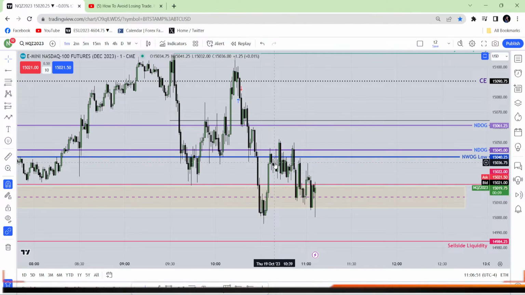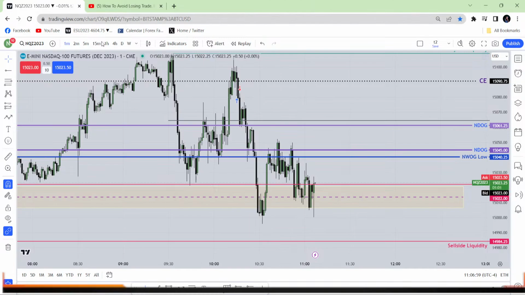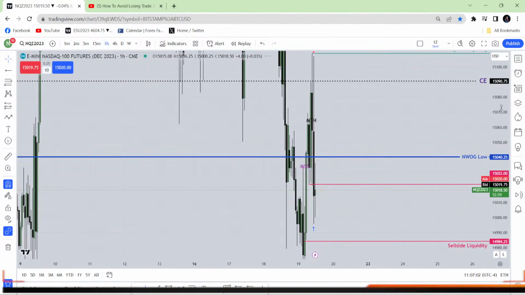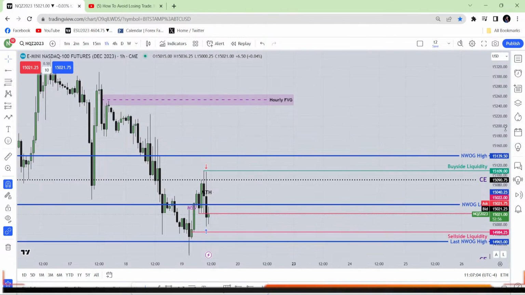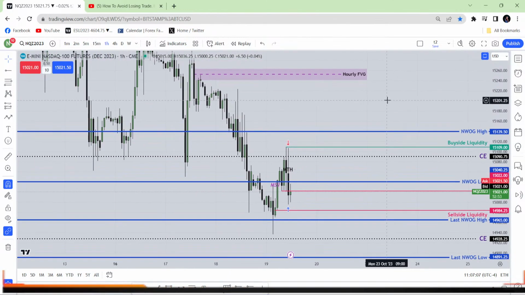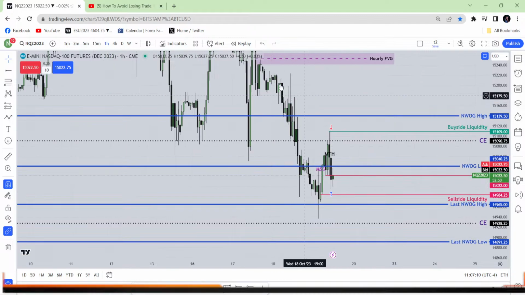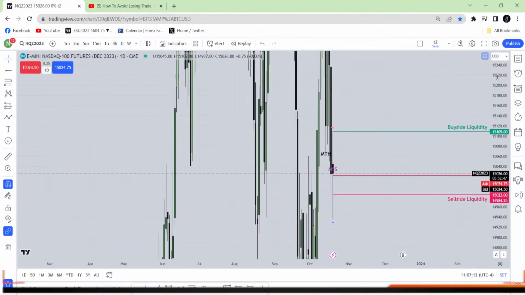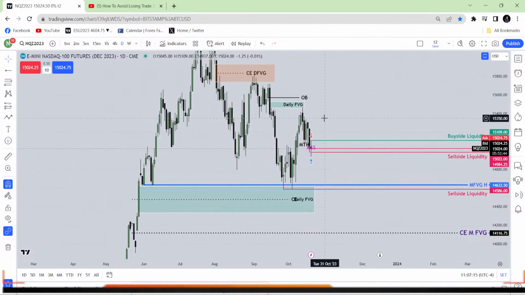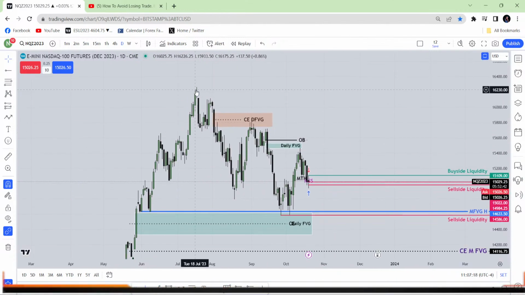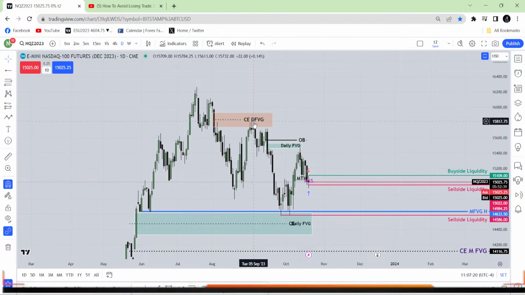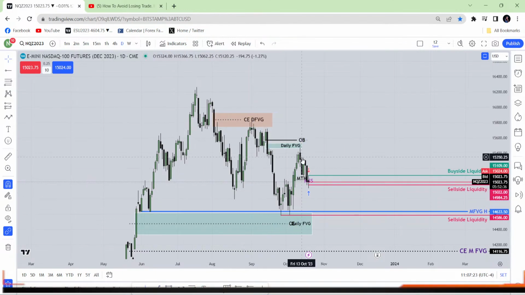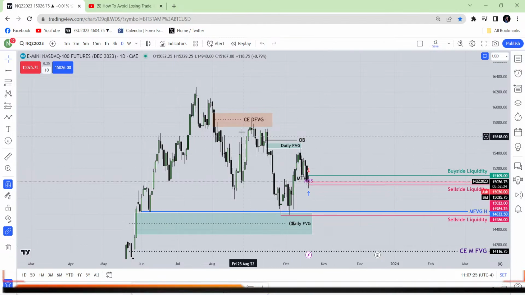Okay, is there a difference between market structure shift and market structure break? I'm going to give you an example. I have to go to the daily chart. Look, what is the trend? It's going lower high, lower low, lower high. Our expectation is that it will go lower again. So this is the market structure right now.